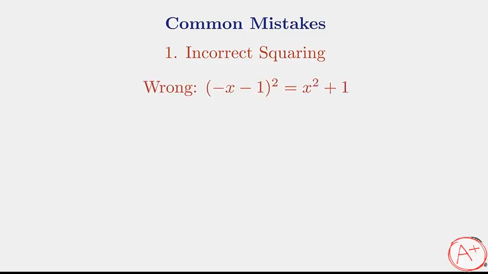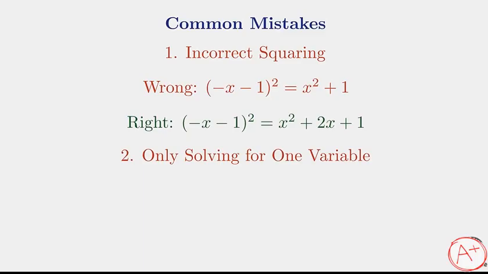Let's look at where students often lose marks in these questions. The most frequent error is failing to expand binomials correctly. When you square a bracket like negative x minus 1, remember that you must generate that middle term. Always write it out as 2 brackets if you are unsure.